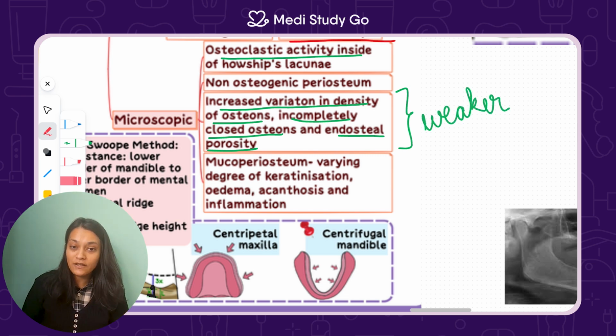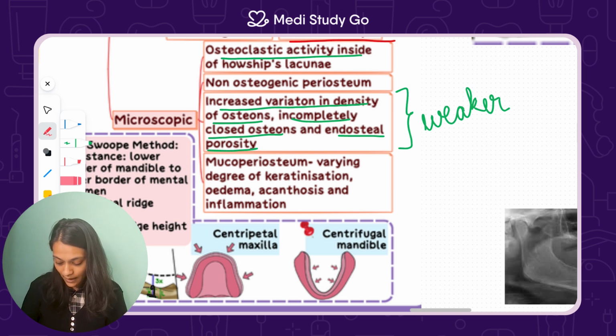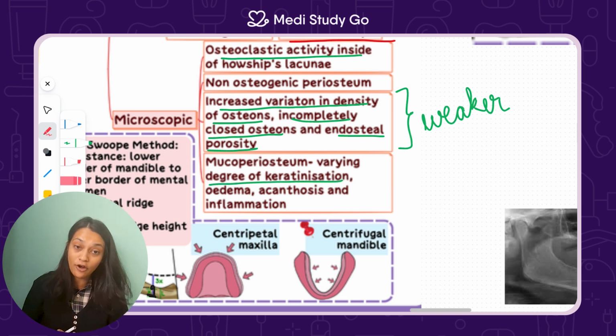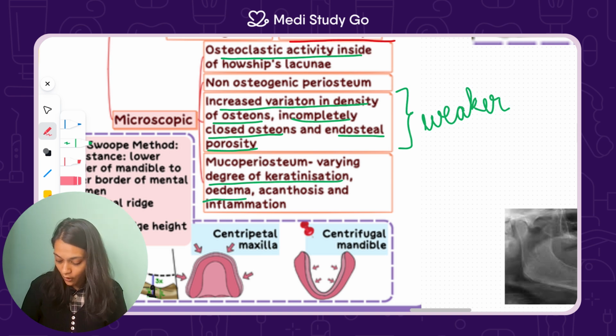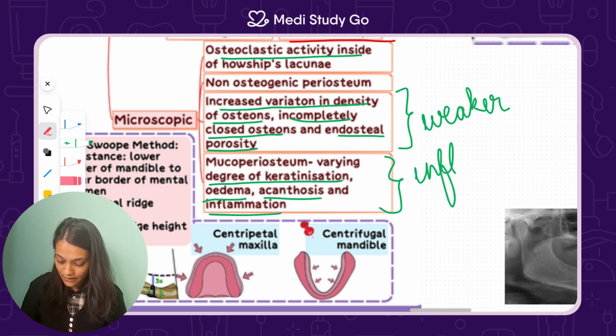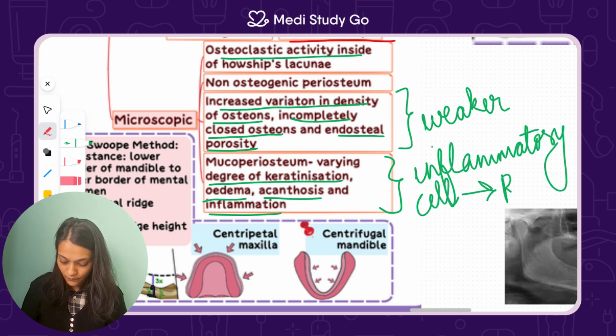And at periosteal level, that is at the mucosal level, what is going to happen? There is going to be varying degree of keratinization, which will also show edema, acanthosis and inflammation. So all of these inflammatory cells are in turn going to increase residual ridge resorption.